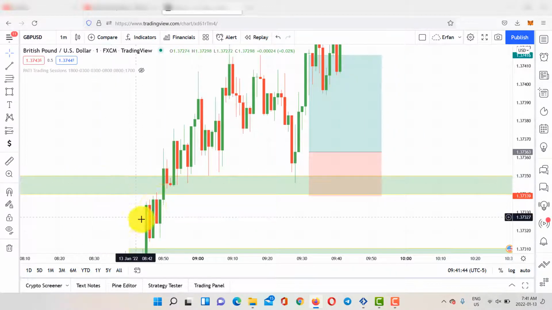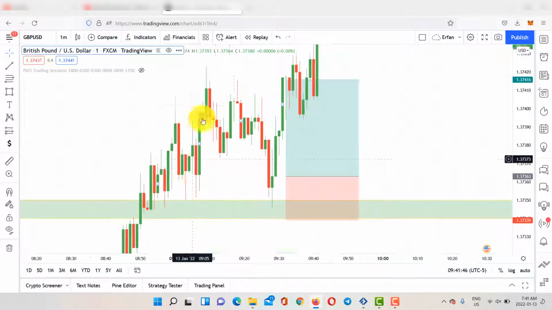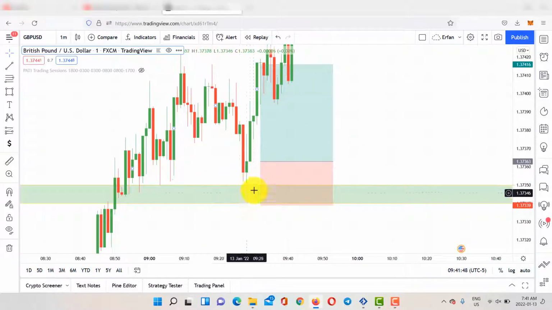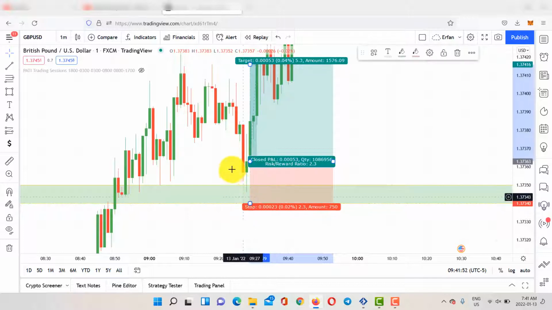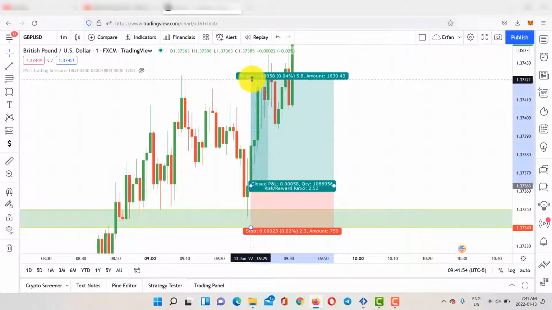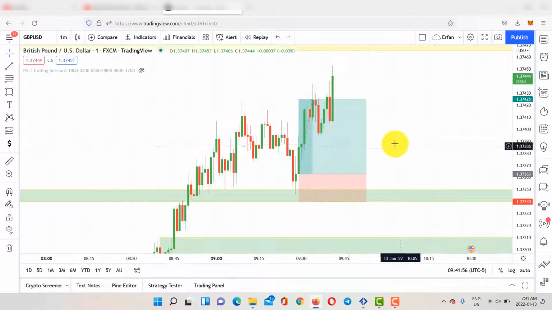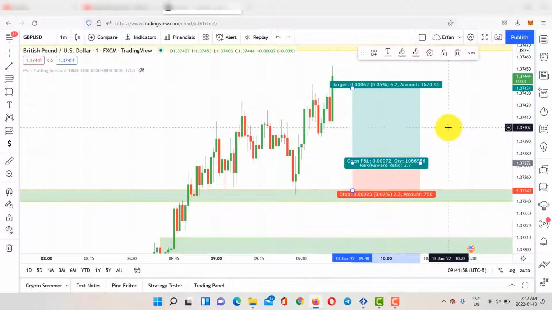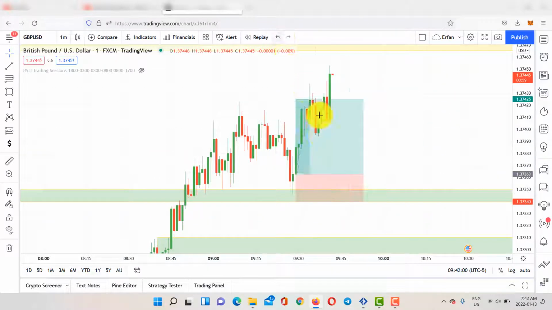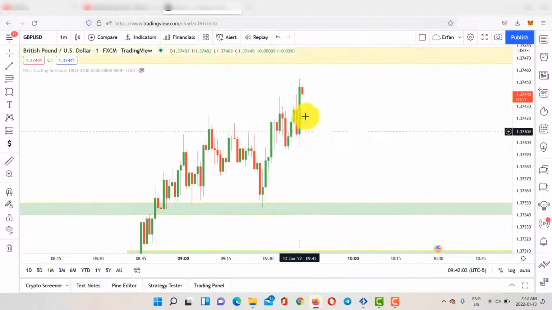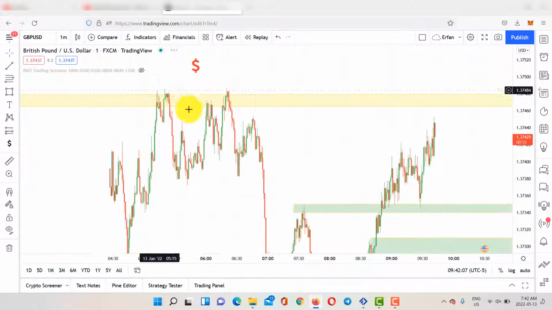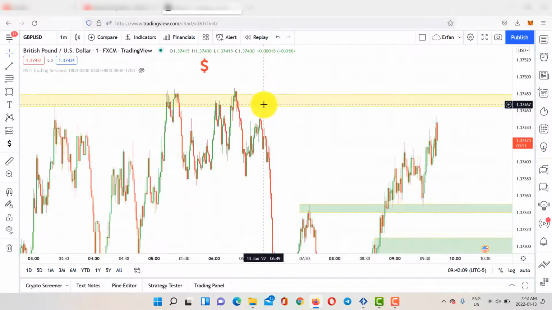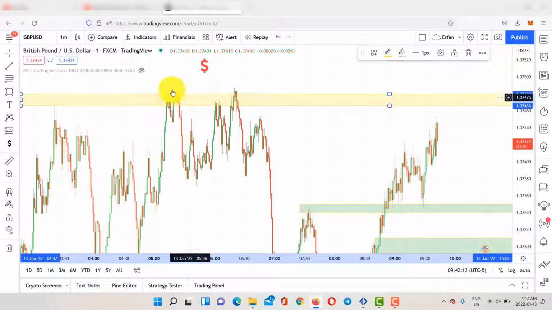This support level, the resistance level got broken, tapped back into this support line again, and we have this momentum here, stop loss here, TP here. See, done. We are done. It could have been a 1-to-3 risk reward ratio trade, but we still have this clear resistance level here that needs to be tapped into.